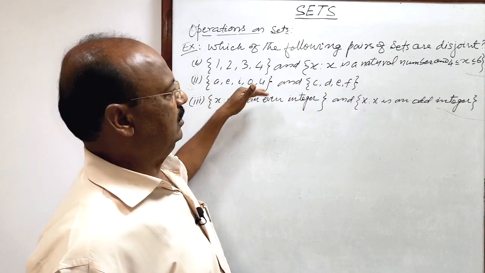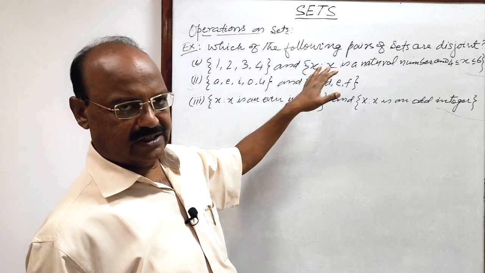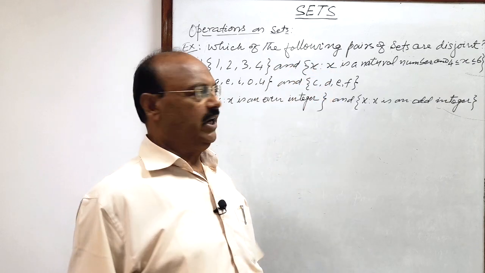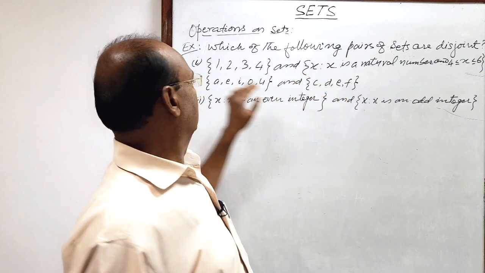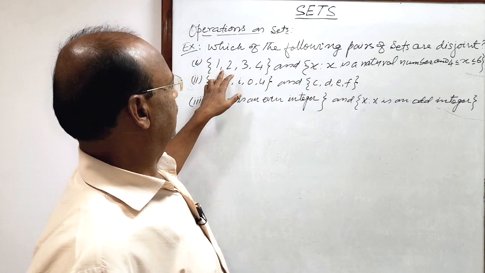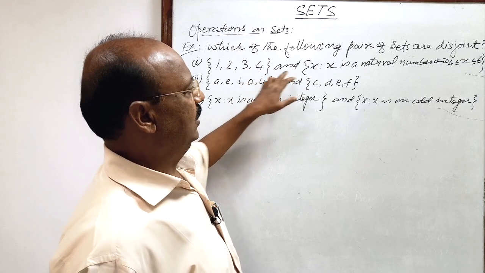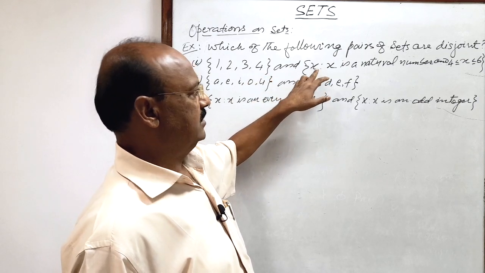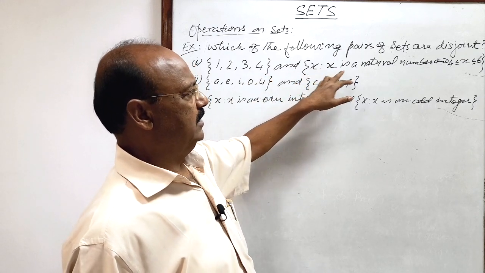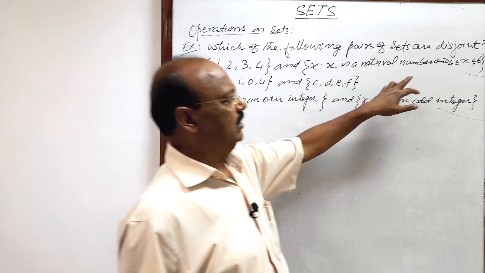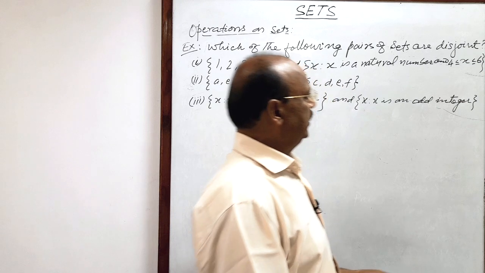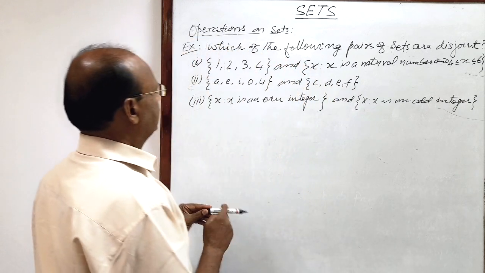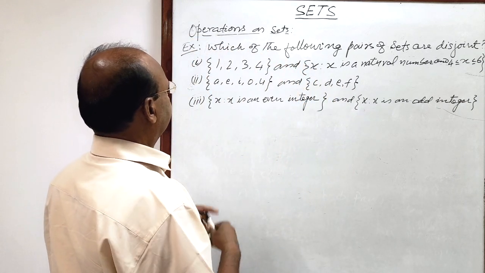In every question, a pair of sets is given, and we have to decide whether these two sets are disjoint or not. Here, the first question: one set has elements 1, 2, 3, 4, and another set has element x such that x is a natural number and x lies between 4 and 6. So let us see the solution of this first part of the question.